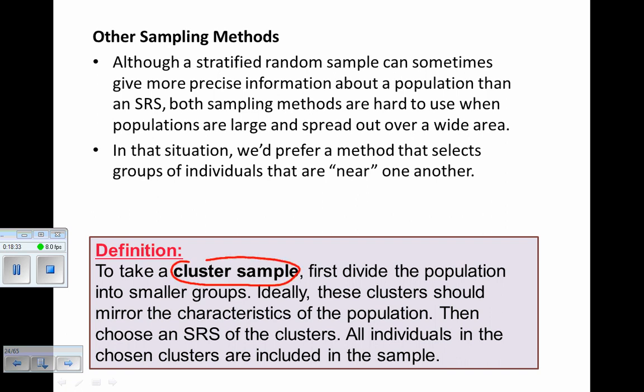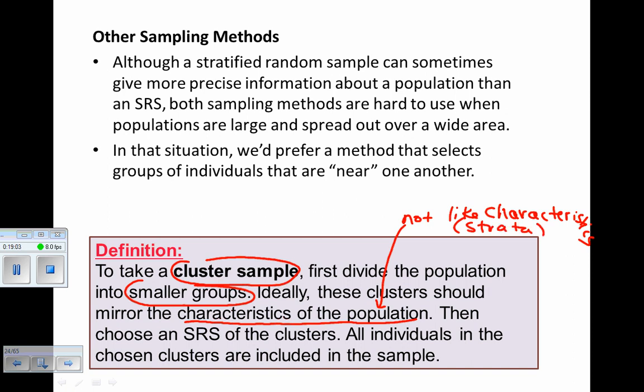Okay, so again, you're going to divide the population into smaller groups, into clusters. Ideally, they should mirror the characteristics of the whole population. So you do not want them to have like characteristics. You want characteristics of the whole population, not like characteristics. Like characteristics would be the strata.